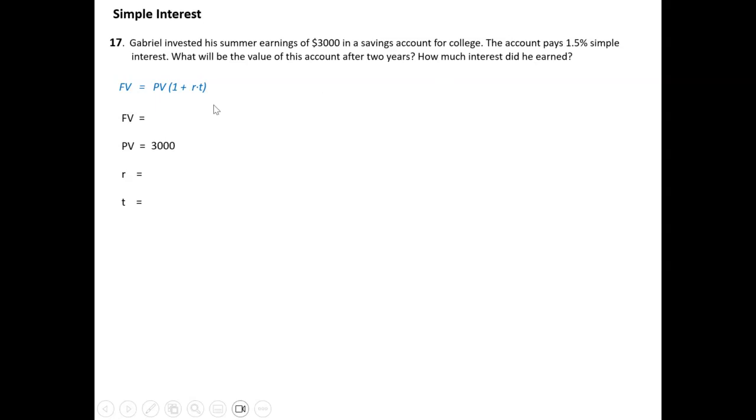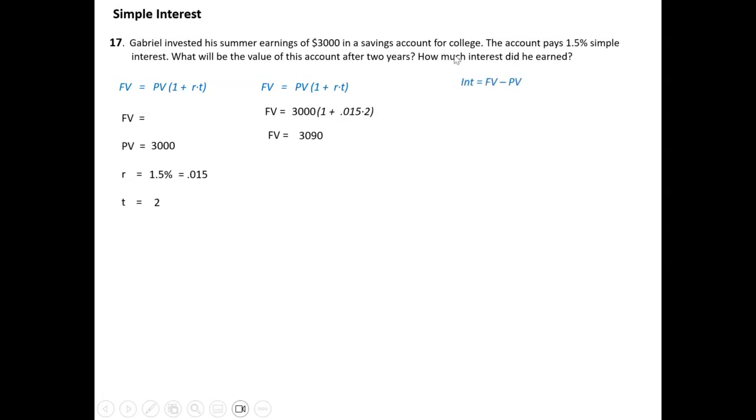Okay, because the first part, we're looking for the future value, right? What will be the value of the account after 2 years? So we're looking for the future value. What he deposited, or what he invested, was 3,000. So that's my present value. My interest rate, which is the R, will be 1.5%. But we have to convert it to a decimal, so it's going to be 0.015. My T, let's see, it is 2 years. We plug it into the calculator, and it's going to give us 3,090.